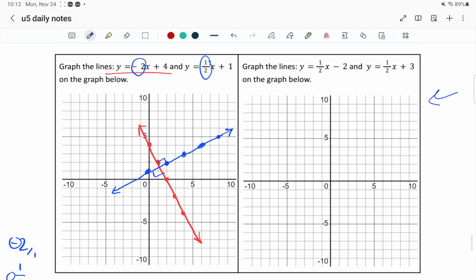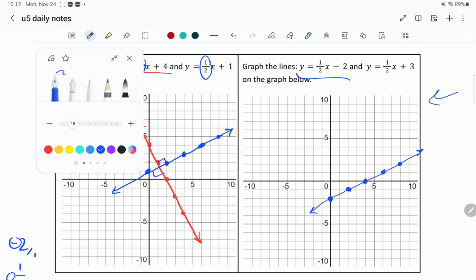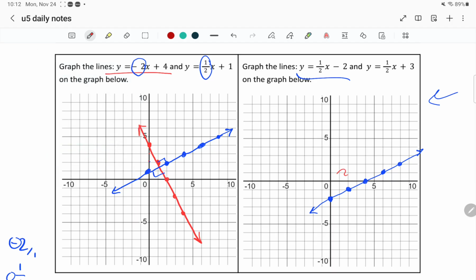Let's go back to our graphs and let's graph our other two lines. So that was perpendicular. You can assume this is going to be parallel. Let's do it. -2 is my y-intercept for this line. And from here, I'm going to go up 1 over 2, up 1 over 2. And then flip my color, and we're going to do +3. It's my new y-intercept. Up 1 over 2. So notice my slopes are the same. Right? They were both 1 over 2. That's interesting.